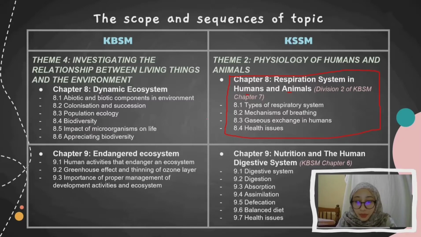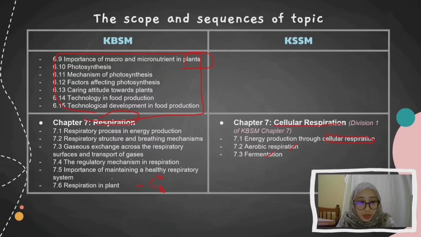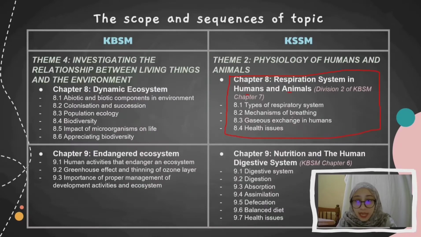Alright, so do you notice that there's no knowledge or content about plant in KSSM? As I mentioned before, KSSM does not adopt any plant content in the new textbook. Okay, so for chapter 8 of KBSM, it is about dynamic ecosystem that is included under the fourth theme, and chapter 9 is also adapted in the same theme.